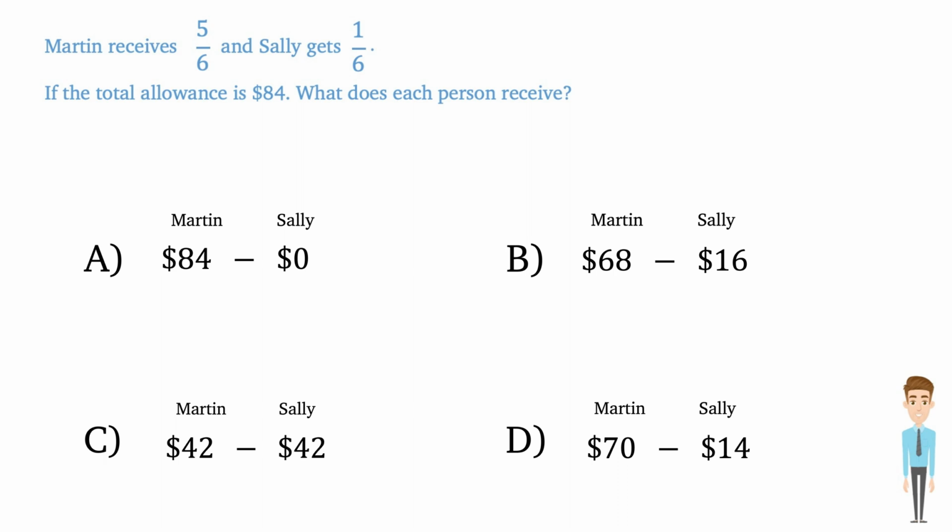They decided to give Martin 5/6 and Sally 1/6. Yet the total of the allowance is $84. What did each person receive? Pause the video and give it a go.